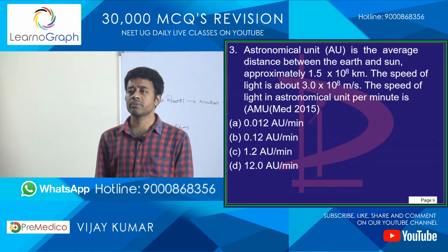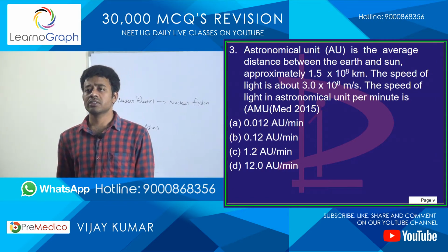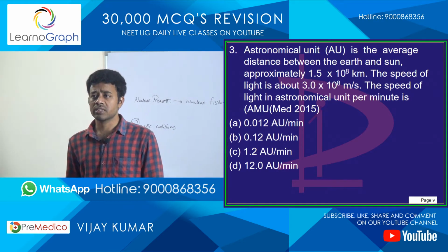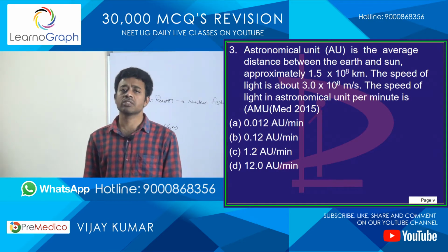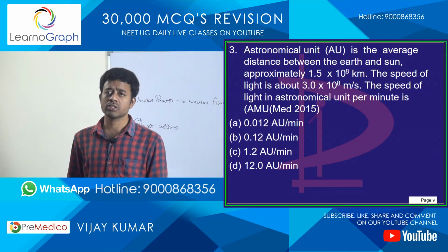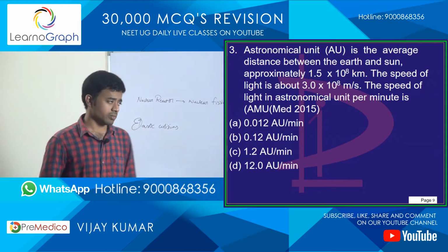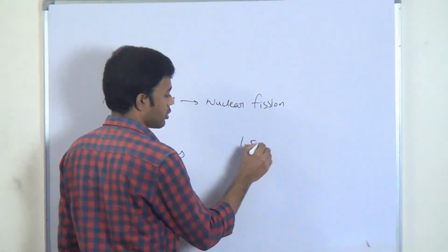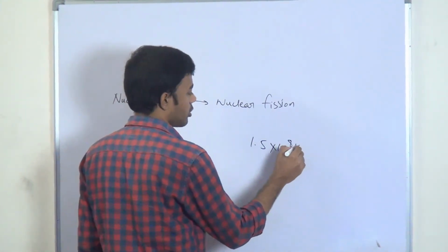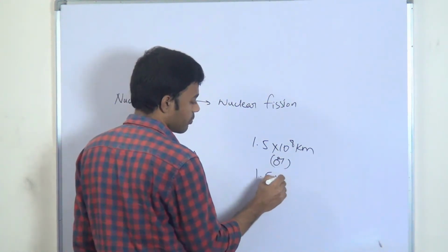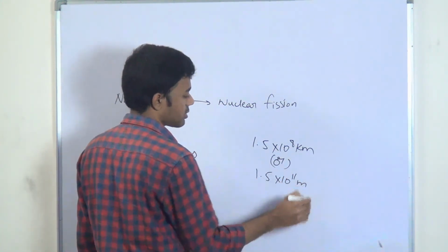Next, question number 3. The astronomical unit is the average distance between the Earth and Sun, which is almost 15 crore kilometers. 15 crore kilometers can be written as 1.5 into 10 to the power of 8 kilometers, or 1.5 into 10 to the power of 11 meters.